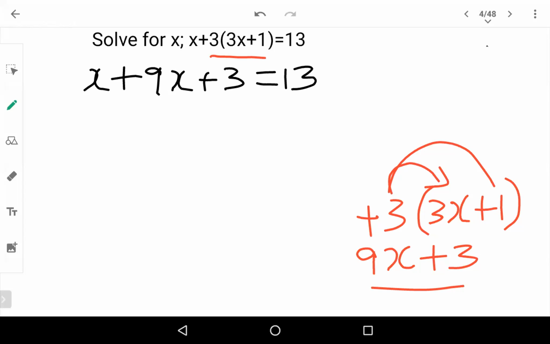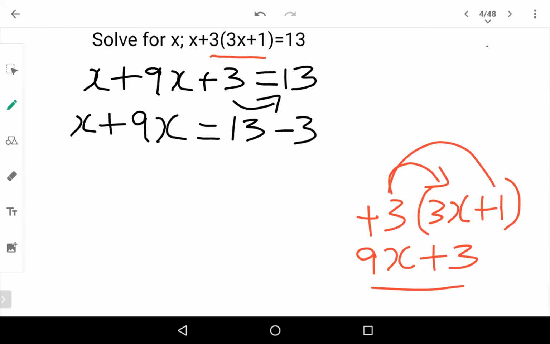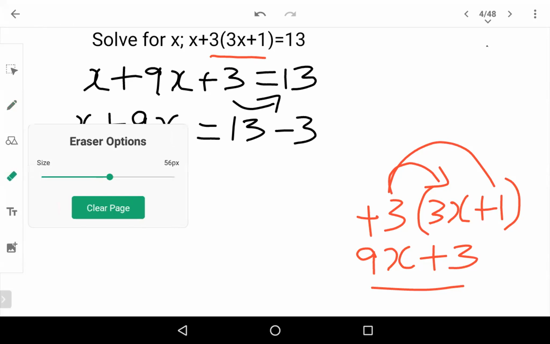Now moving on further. Now I'm going to take this 3 to the other side. So what will it become? If I take plus 3 to the other side, x plus 9x is equal to 13. What should I write, plus 3 or minus 3? 13 minus 3. Good. I'll write 13 minus 3.